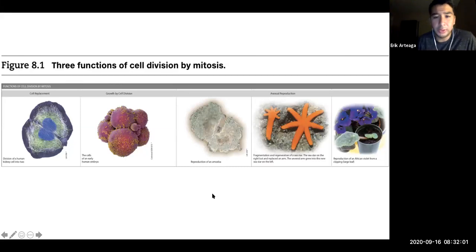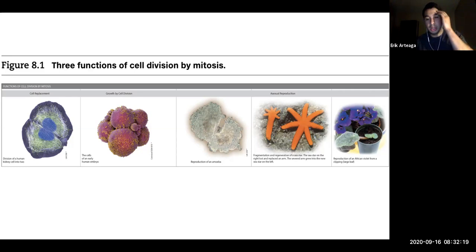So, three functions of cell division by mitosis. Again, we have cell replacement, so cells being replaced in the body. Then growth and division, again important in the body, right? As you get older, you need to start adding or becoming larger, depending on your life stage.